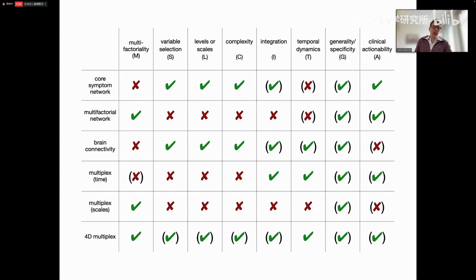And also note that what I pointed out as strategies for 4D multiplexes to meet integration and complexity are also strategies that could be applied to other models that fail these challenges. But I still think that 4D multiplexes are the most promising kind of model of psychopathology, because they combine these strategies with a model type that addresses both multifactoriality and temporal dynamics, which none of the previously discussed models achieves.